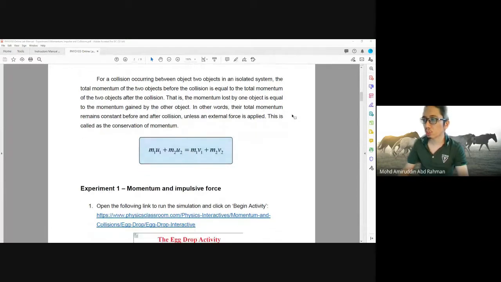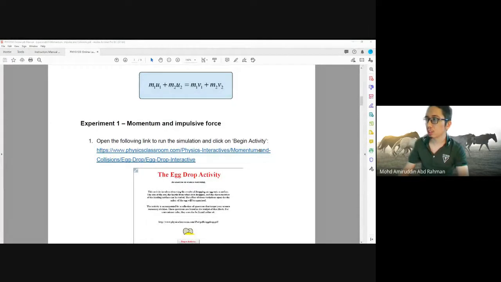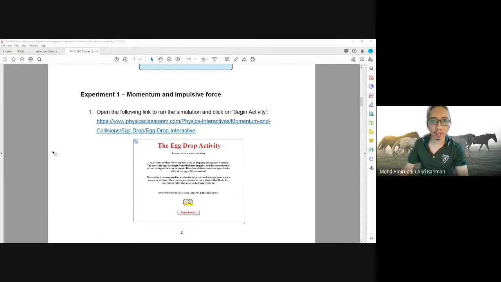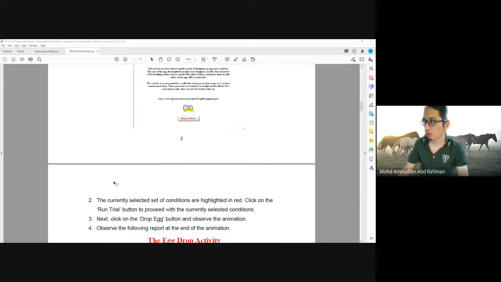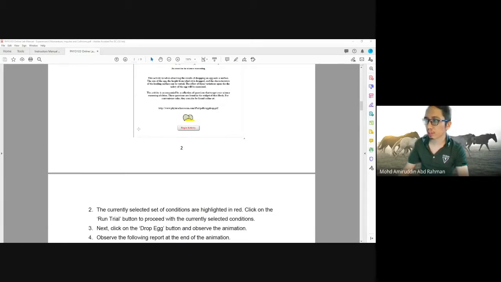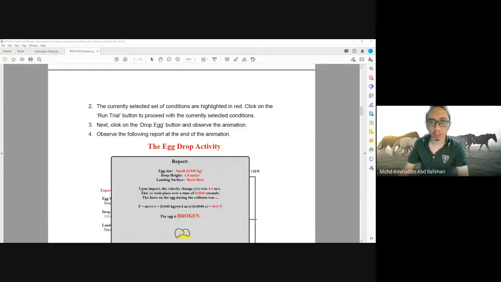Now we look at experiment number one, which is about the momentum and impulse force. You can go to the following link, where we have the experiment about an egg. This is the page that you will see when you open the link. Then we need to go to begin the activity. I'm going to change my screen now.